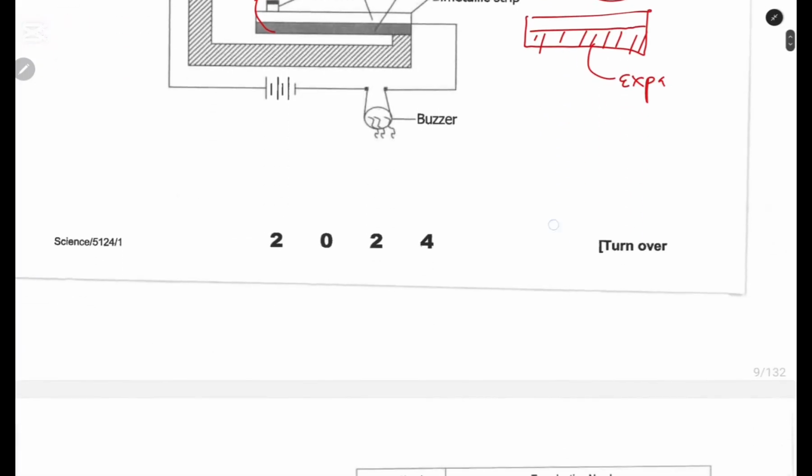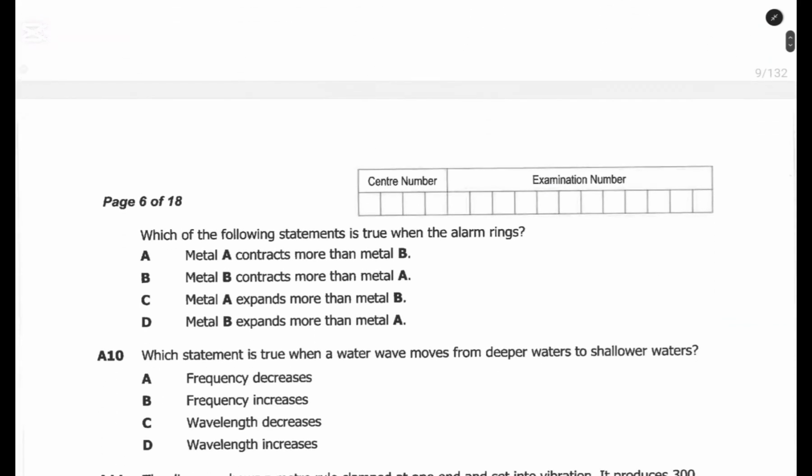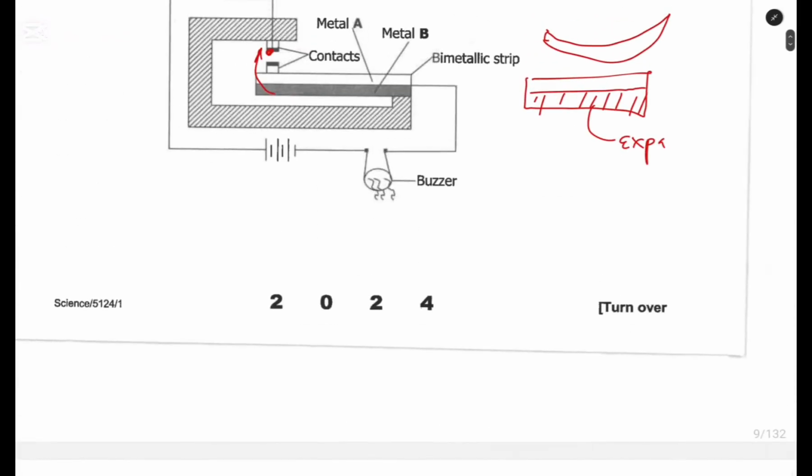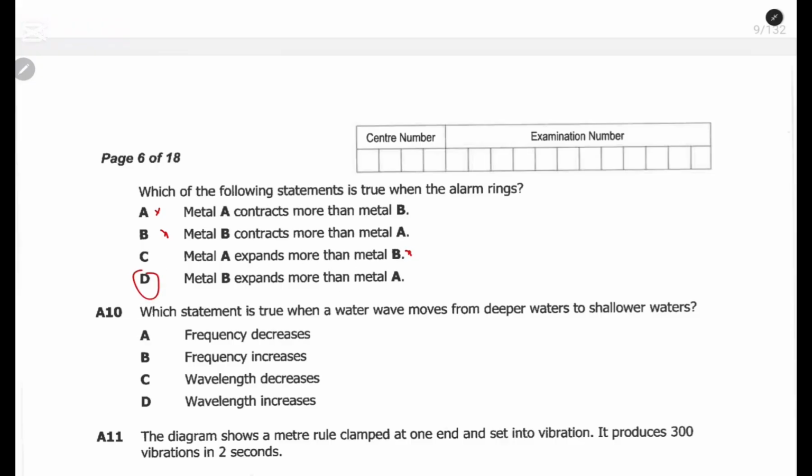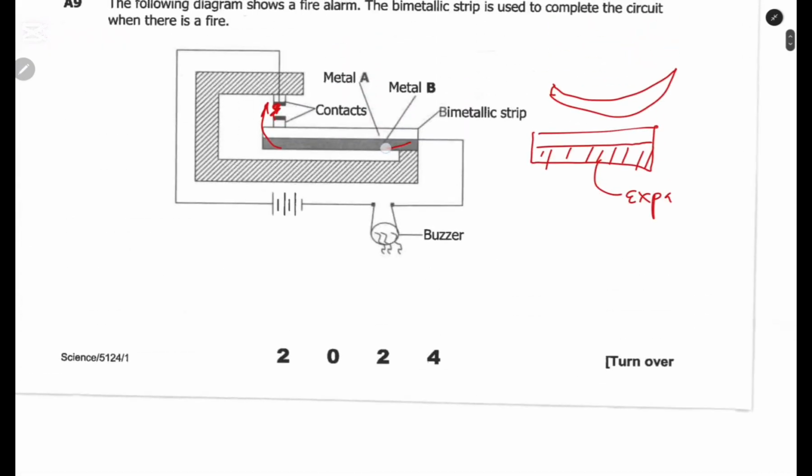Now, what is the question? Which of the following statements is true when the alarm rings? When the alarm rings, there is a complete circuit here, which means it touches there, and that can only be when the metal on the outside expands. So metal A contracts more than metal B, let us reserve this one. Metal B contracts more than metal A. Metal A expands more than metal B. We know that metal B expands more than metal A. So the answer therefore is D. When it expands, it is going to curve that way, and of course it will touch there, causing the alarm to ring.